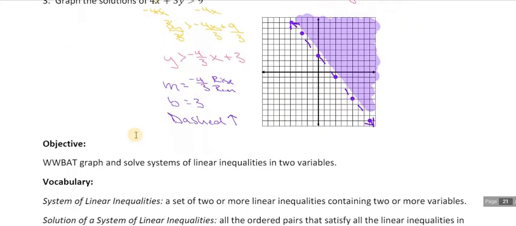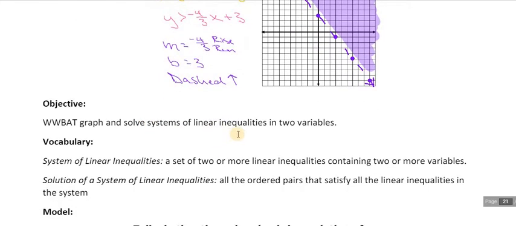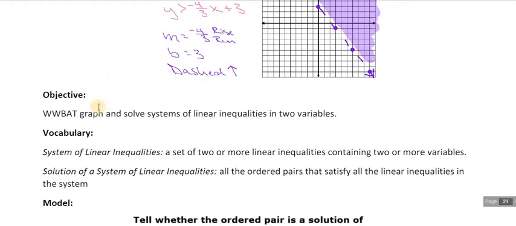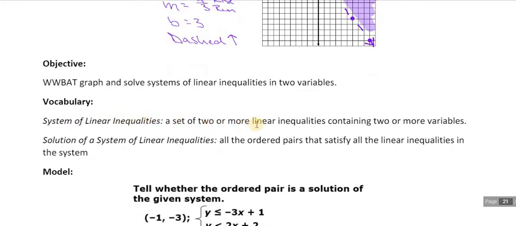So our goal for today is to be able to graph and solve systems of linear inequalities in 2 variables. So we're combining our methods of solving systems of equations by graphing with graphing a linear inequality. A system of linear inequalities is a set of 2 or more linear inequalities containing 2 or more variables. A solution of a system of linear inequalities includes all of the ordered pairs that satisfy all of the linear inequalities in the system. So our solution is going to be a region.